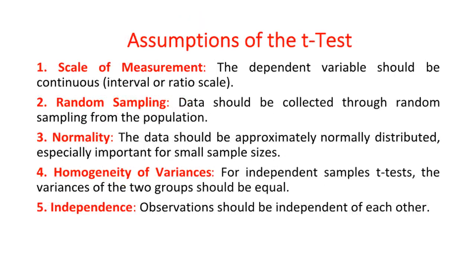Assumptions of the t-test. 1. Scale of measurement. The dependent variable should be continuous, interval, or ratio scale. 2. Random sampling. Data should be collected through random sampling from the population. 3. Normality. The data should be approximately normally distributed, especially important for small sample sizes. 4. Homogeneity of variances. For independent samples t-tests, the variances of the two groups should be equal. 5. Independence. Observations should be independent of each other.